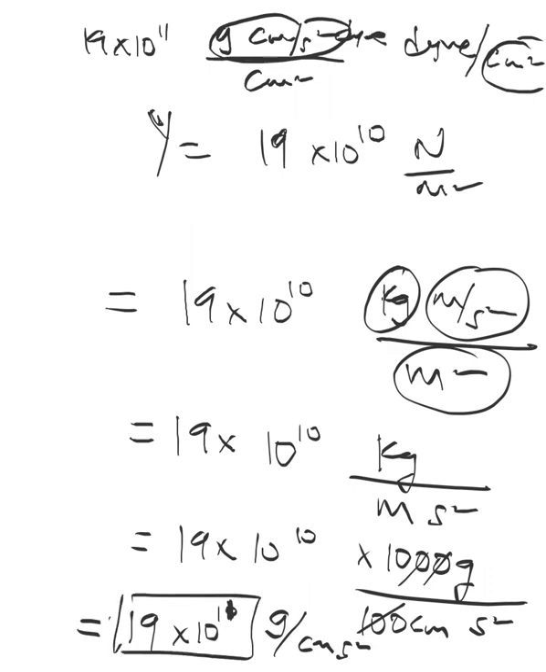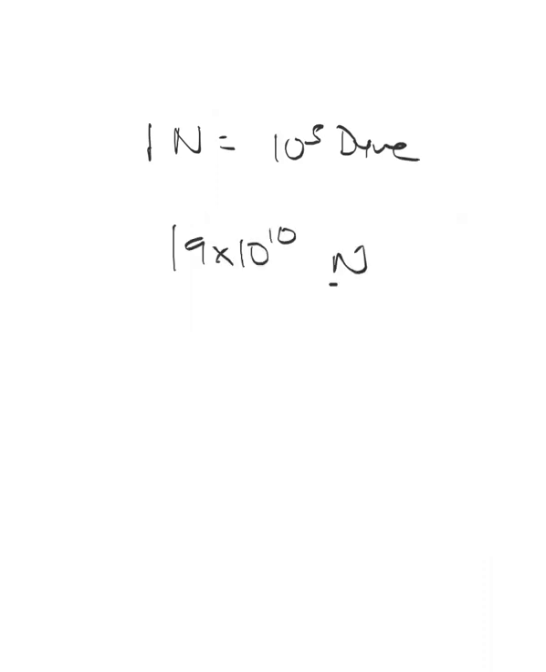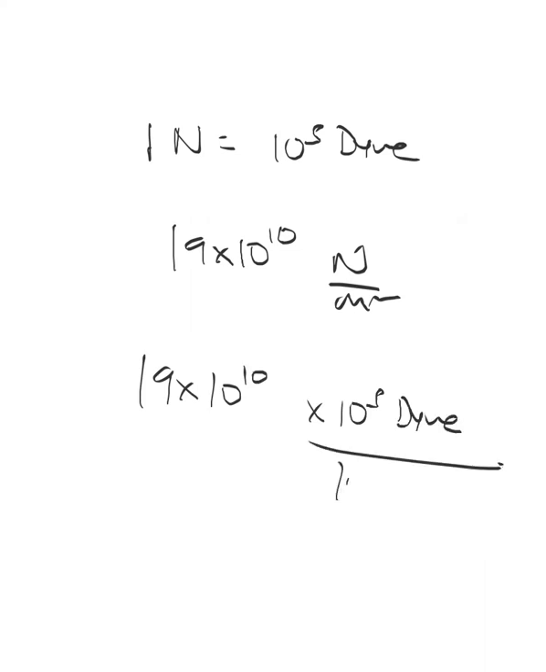One more method I tell you is that you know that 1 Newton is 10 to the power 5 times. So you can use that also. 19 into 10 power 10 Newton per meter square. So what you can do is, you can write it as 10 raised to 5 dyne upon 10 raised to 2 centimeter whole square, right?